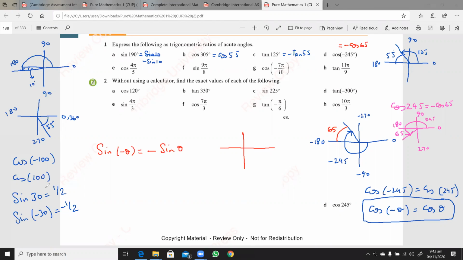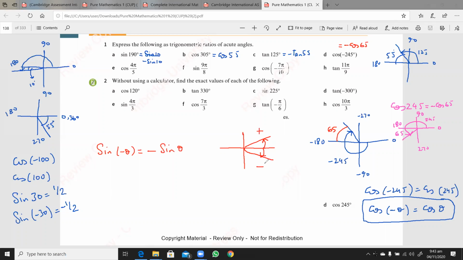Let's take this example here, 30 and minus 30. If I take 30 degrees, that means I'm going anti-clockwise and I'm in the first quadrant, and I have this value as half. If I go clockwise, that means I will be going downwards. So this is your minus 30. So here your sign is positive, here your sign is negative. That is why this happens.